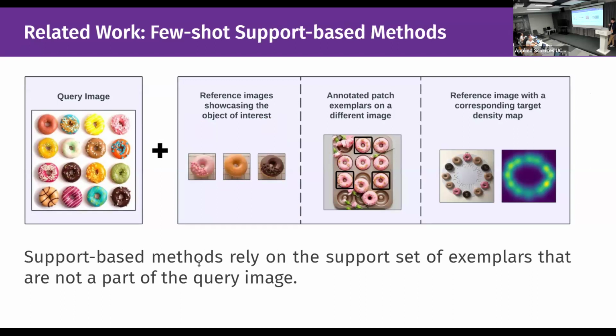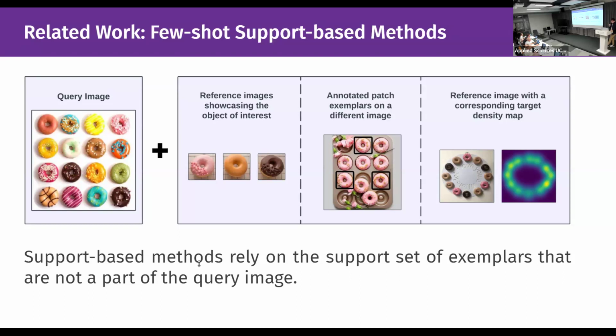Few-shot support-based methods also use visual guidance, but unlike patch-based methods, they rely on support sets to extract the information about the target object. This support set is independent of the query image, and thus can be prepared only once in advance for a given object category. So we do not need any additional annotation during inference.